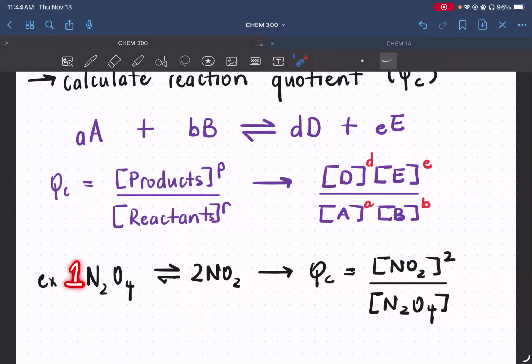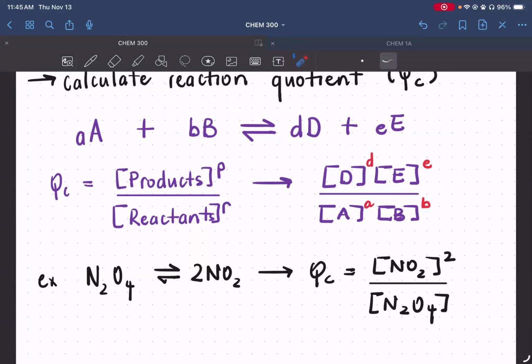It's implied to be a 1 in front of the N2O4, so the power would be 1. And between you and I, we all know that anything raised to the 1 is itself, so we don't need to specifically write that number. And this is the equation we would use to calculate the reaction quotient. All we, of course, need is the concentrations.